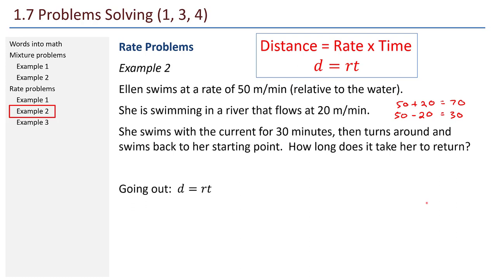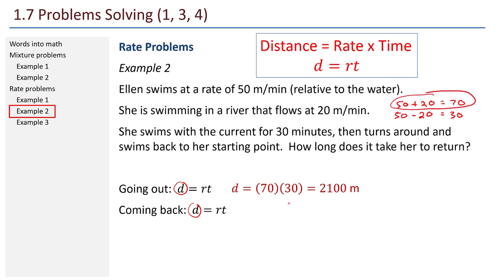Start it up again when you are ready to move on. Let's move on. Going out. When she leaves and swims with the current, recall her distance equals rate times time, and the same thing is true coming back. Distance equals rate times time. The trick is the distance in both cases is exactly the same. She starts, she swims a certain distance, and then turns around and comes back. But the rates and the times will be different. In the first case, she travels at 70 meters per minute. There's the 70 from above. And she does that for 30 minutes, giving her a total of 2,100 meters.